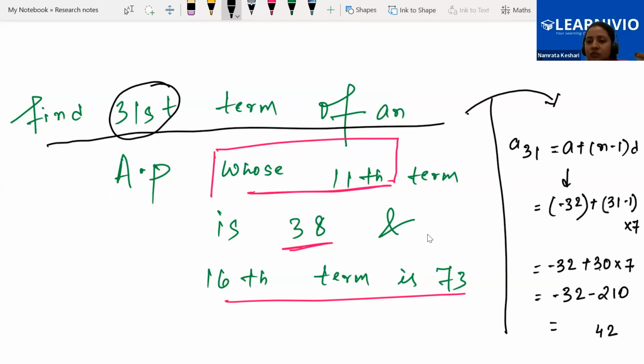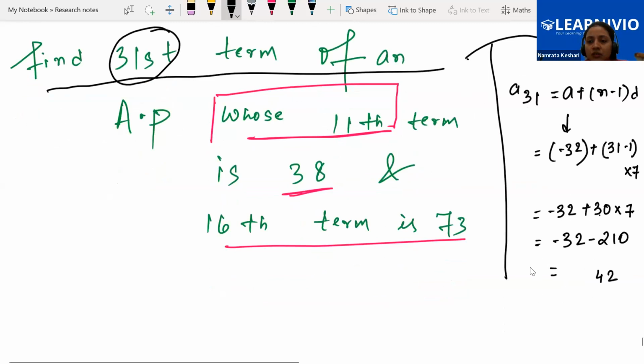Ma'am, it's supposed to be minus 32 plus 210. Oh yeah, it's supposed to be plus 210. We made a sign error while copying down from the upper side. It's 178. This is what we are getting as the 31st term.